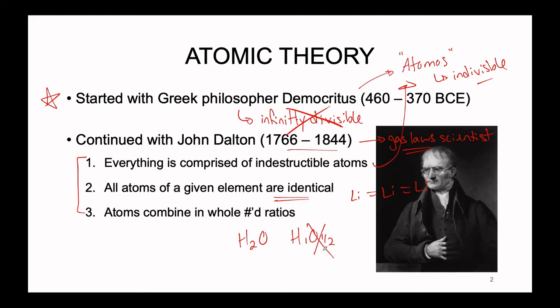All right, so what we're going to be doing then in Chapter 2, at least for the first 2 parts of the lecture series in Chapter 2, is addressing which things John Dalton got right and which things he got wrong. So what we're going to do is start with premise number 1, everything is comprised of indestructible atoms.